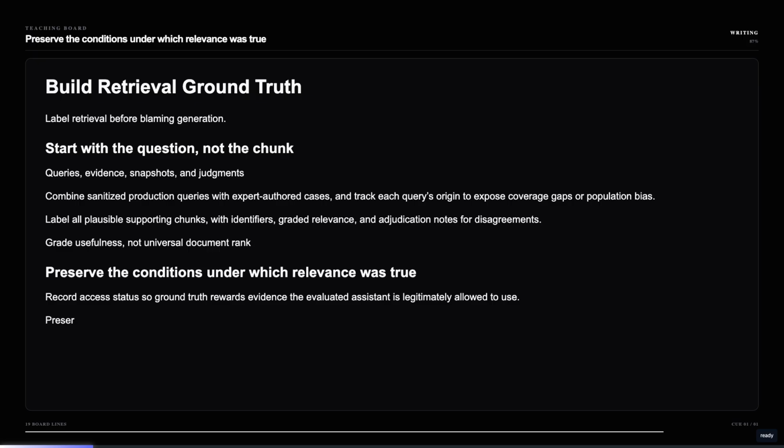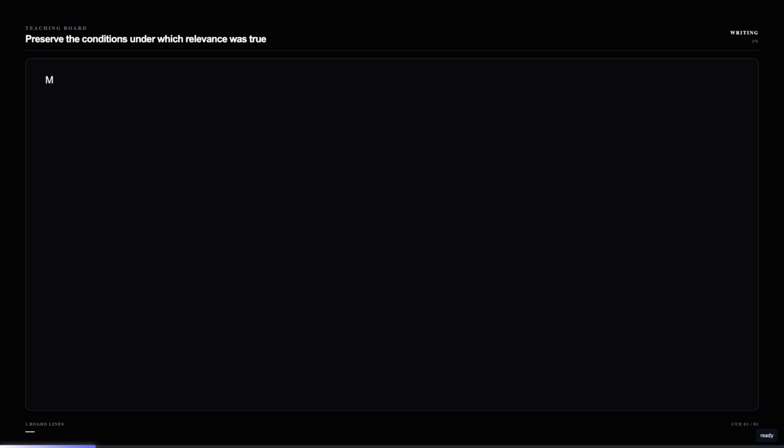Record publication time, effective date, expiration or supersession status, and a knowledge-base snapshot used for labeling. A superseded policy may explain a historical answer, but should not receive the same grade as the current policy for a present-tense query. When freshness is uncertain, mark that uncertainty instead of silently treating the document as current.